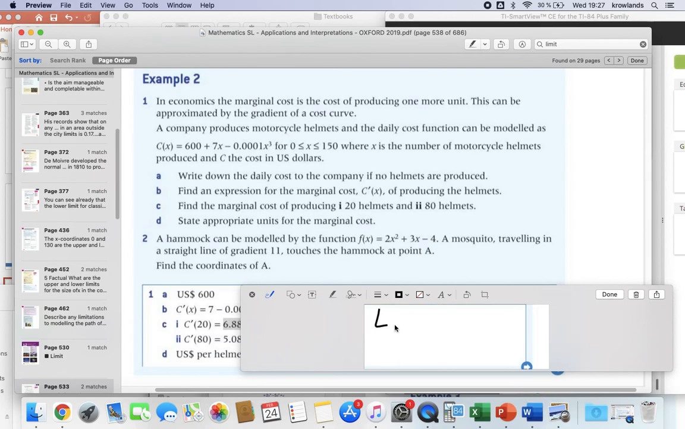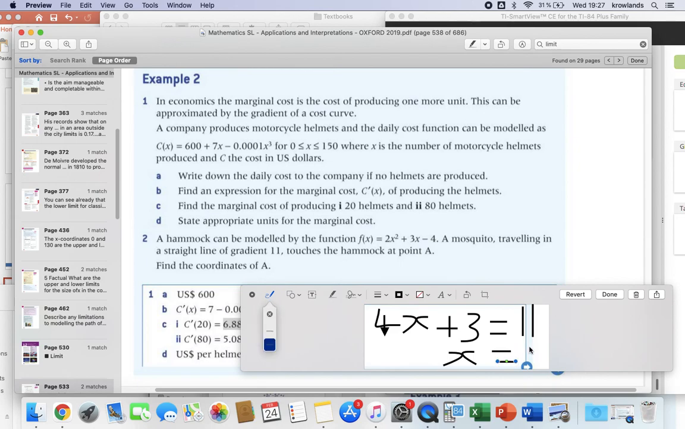So if we differentiate it, we get 4x plus 3. We bring the power down, the 2, times it by the 2, 4, reduce the power by 1. The 3x, or a number x, just changes into the number, and we're just going to set it equal to 11. All we need to do is solve this simple equation, and x equals 2.